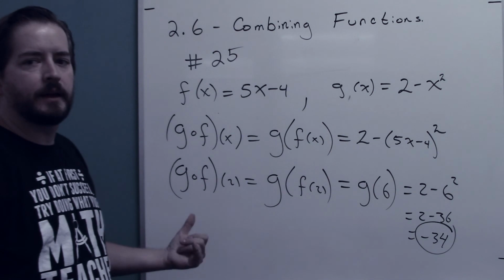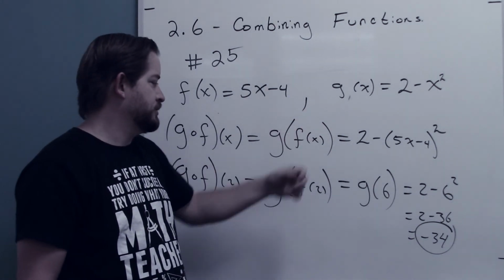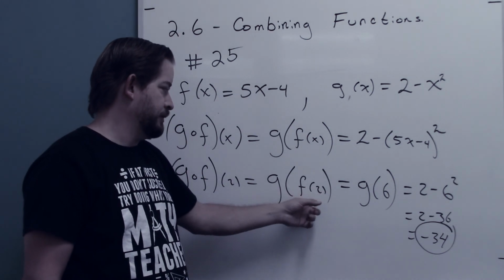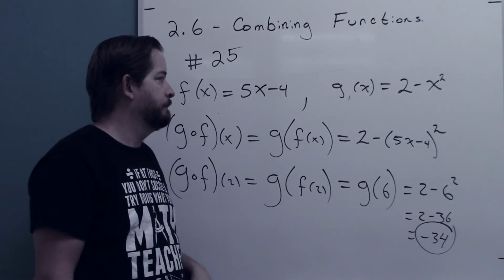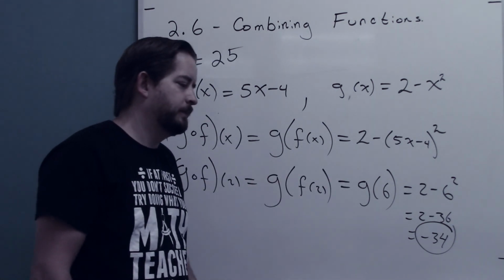Either way, it doesn't matter, you can do it both ways. Figure out g of f of x first and then plug in 2, or you can plug in 2 into f and then plug that into g. One's just working left to right, the other one's working right to left.